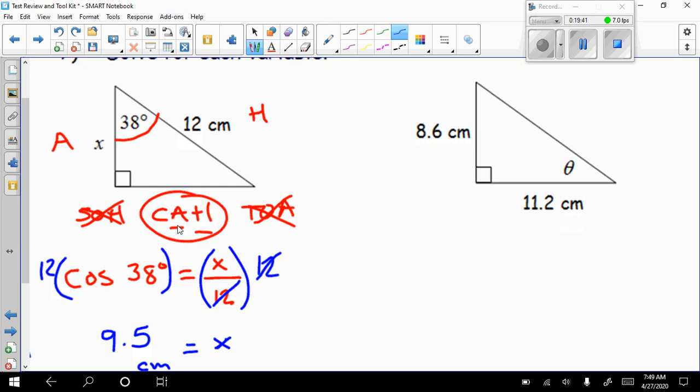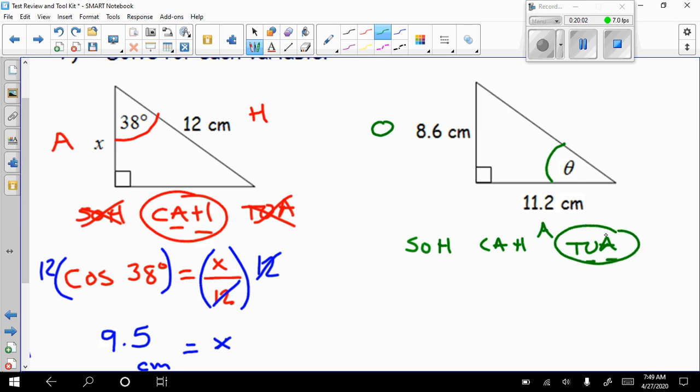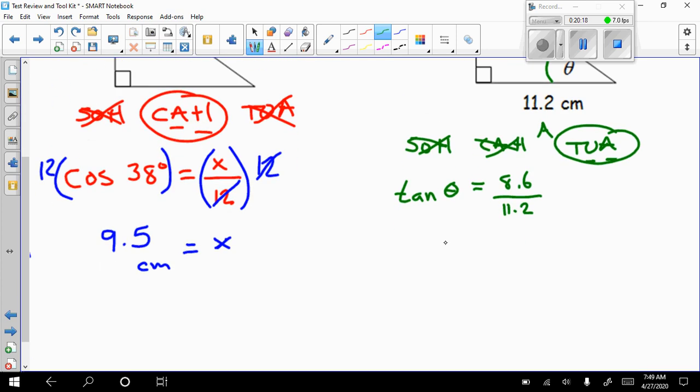Okay, in this second one, they're asking you to solve for an angle. So look what I'm going to do. Relative to this angle, the 11.2 is the adjacent, and the 8.6 is the opposite. So again, I'll consider SOHCAHTOA, and I'm given the opposite and the adjacent. So let's focus in on tan. I'm not going to use sine or cos. So tan of theta is the opposite over the adjacent, 8.6 over 11.2.